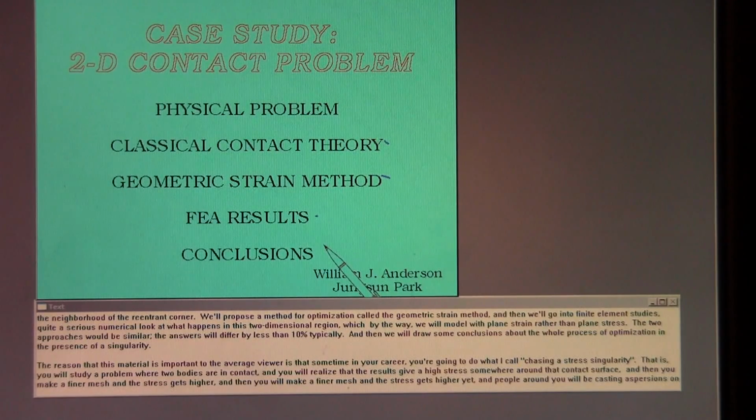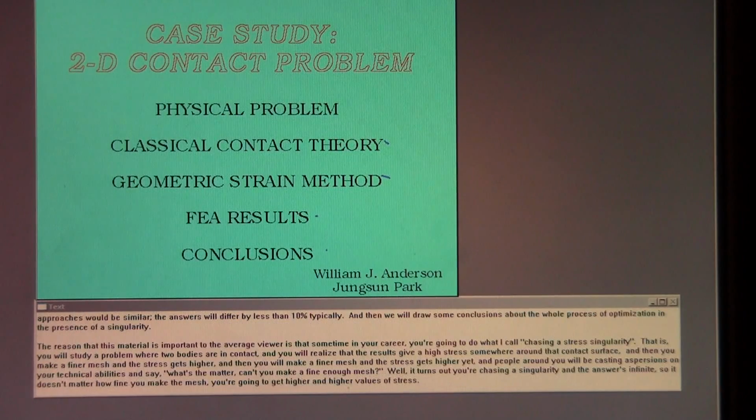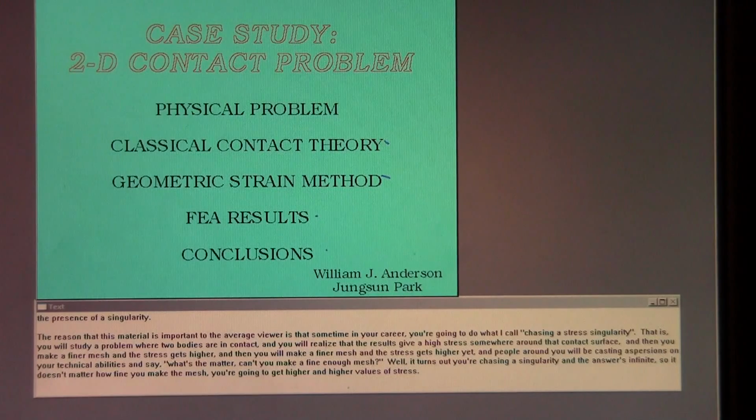The reason that this material is important to the average viewer is that sometime in your career you're going to do what I call chasing a stress singularity. That is, you'll study a problem where two bodies are in contact and you'll realize that the results give a high stress somewhere around that contact surface. And then you make a finer mesh and the stress gets higher. And then you will make a finer mesh and the stress gets higher yet. And people around you will be casting aspersions on your technical abilities and so on. What's the matter? Can't you make a fine enough mesh?